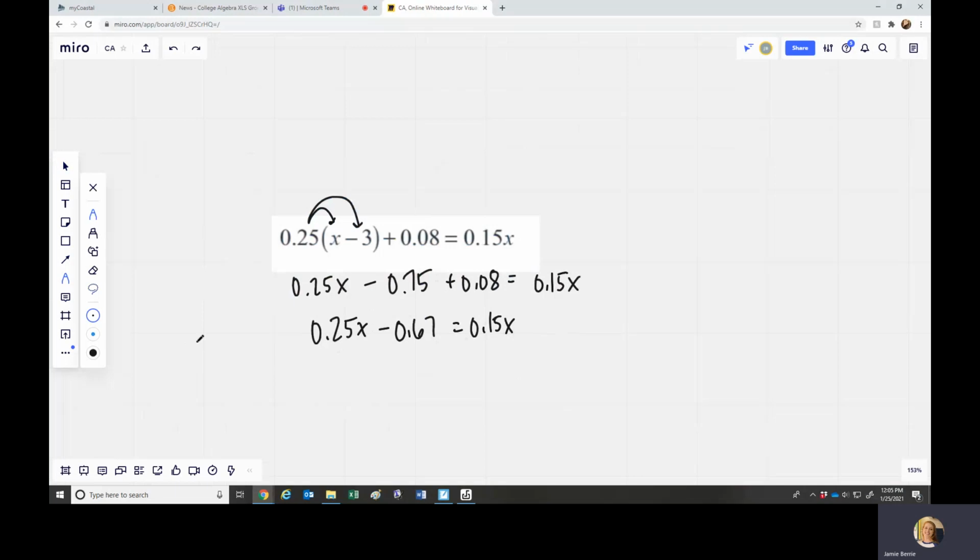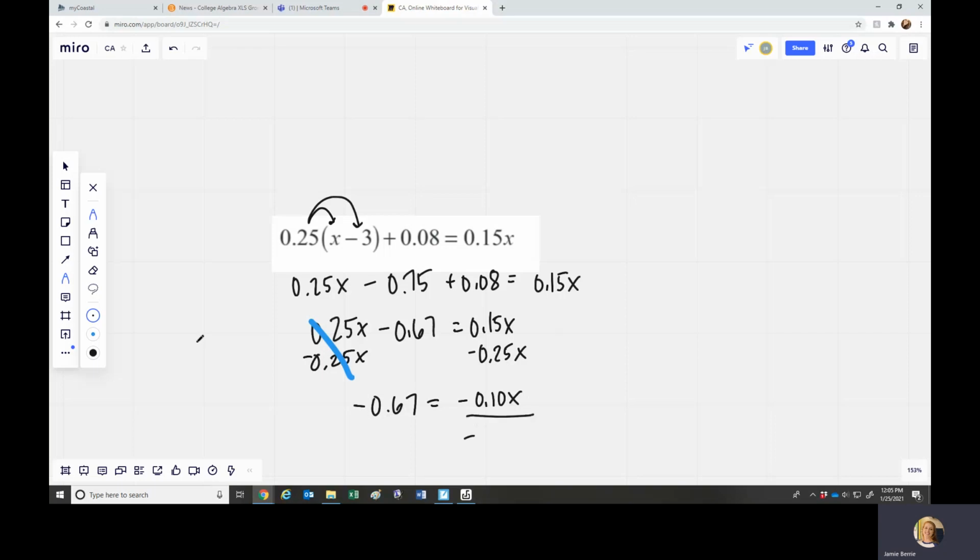Now we're just going to put all of our x's on one side. I'm just going to move this one over. It doesn't matter how you do it. You could move the 0.15 and put it on the left-hand side. You get the same answer in the end. So we have negative 0.67 equals negative 0.10x. 0.25 is 0.10 more than 0.15.